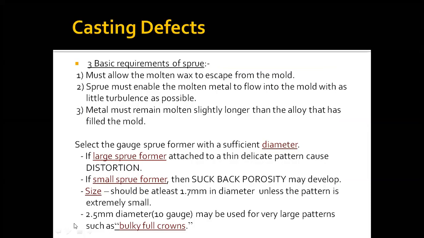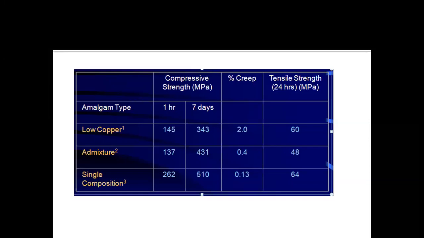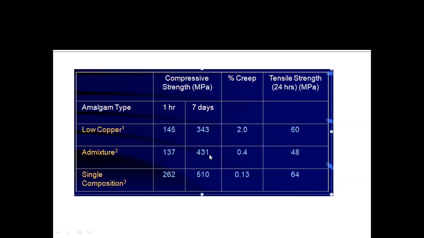Now the compressive strength. If you're looking at the compressive strength of the materials, for amalgam, low copper, admixture, and single composition, at 1 hour and after 7 days, the compressive strength is least after 1 hour for admixed. And it increases after 7 days for admixed to 431. For single composition, because they're all spherical alloys of single composition, the compressive strength is high after 7 days and even after 1 hour.